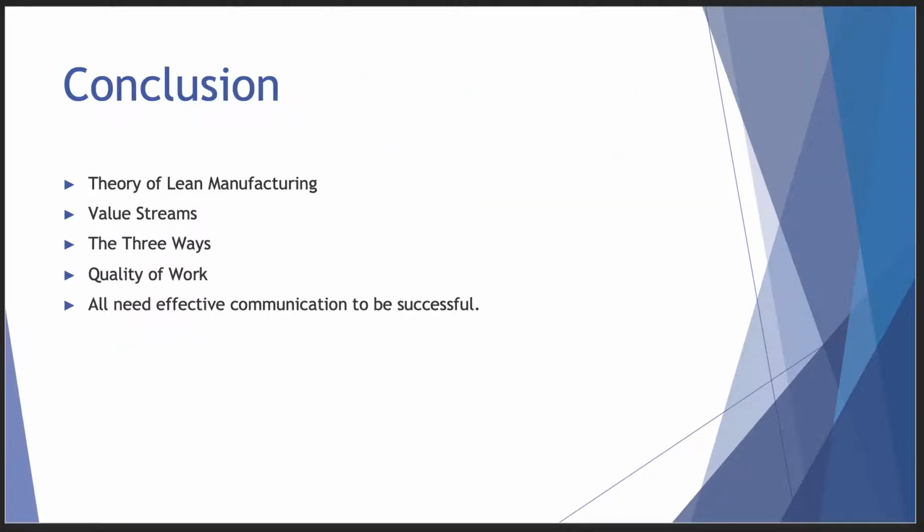And in conclusion, we've talked about the theory of lean manufacturing. We've talked about value streams. We've briefly gone over the three ways and our quality of work and how those all are contributing to one another. And the most key thing in this whole process is to have effective communication, and with that, we will all be successful in the process.